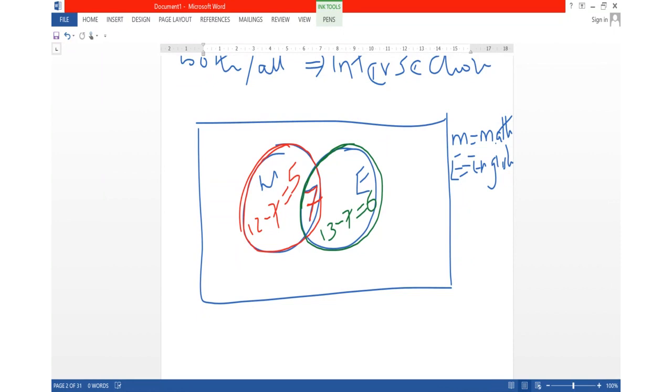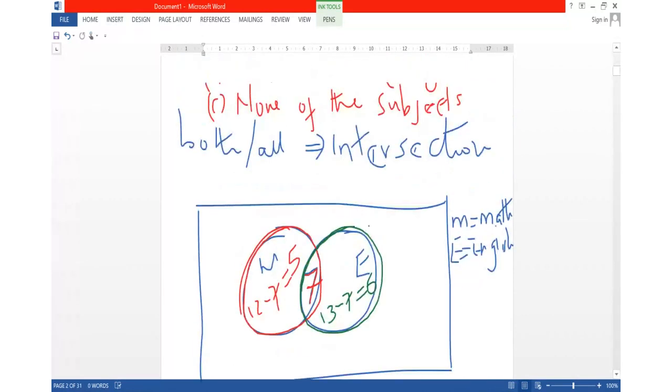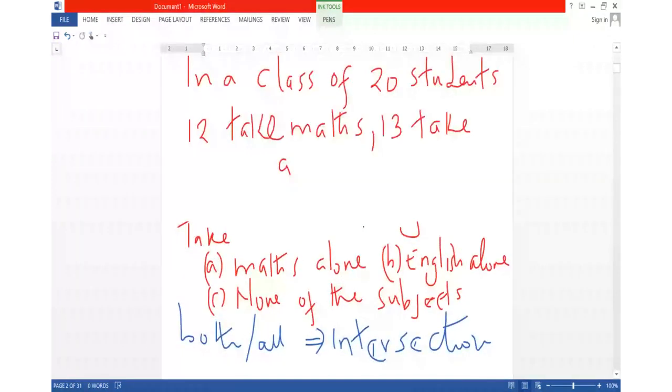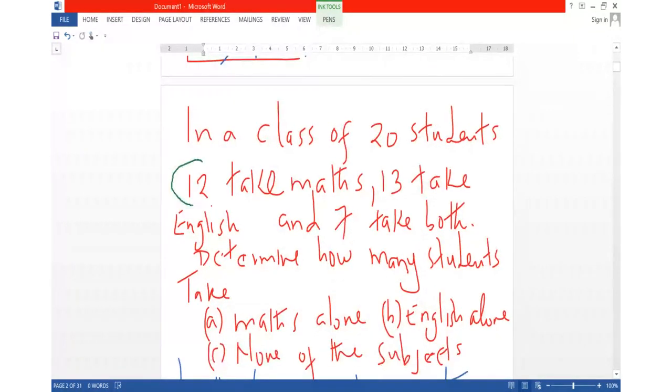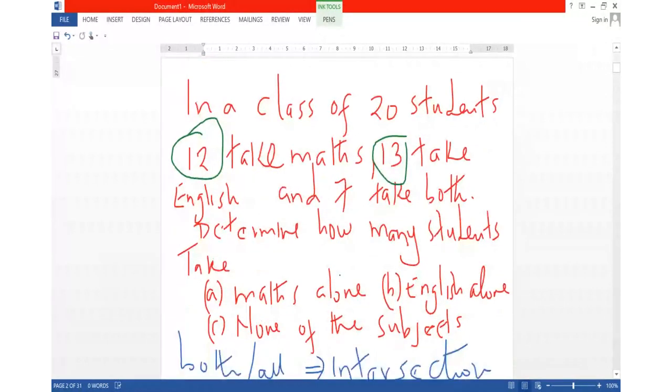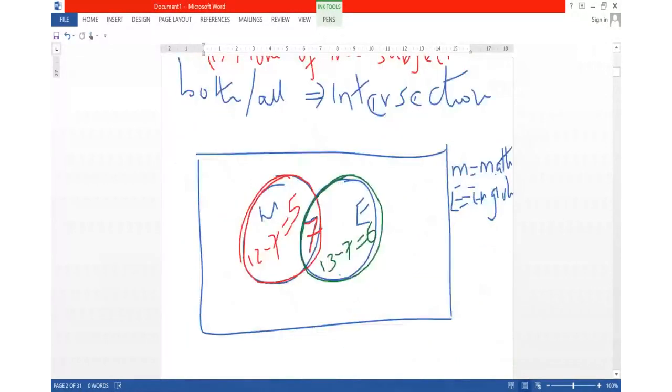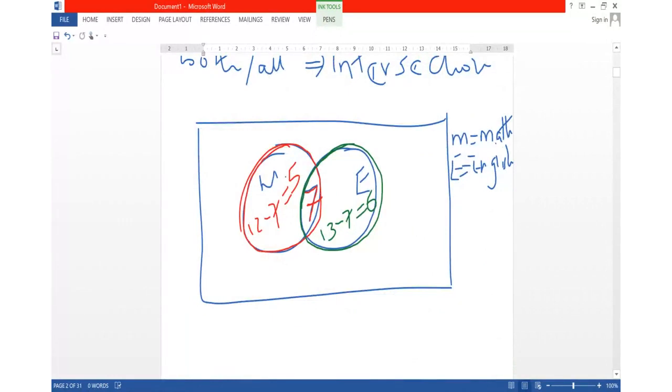So the question is okay because there are some students that we had counted twice. The 13 that we had said was including the ones that were doing both subjects. In the 12, we were also counting the 7 here. That's why I'm saying the question is mathematically correct. So we have 5 students who are doing maths alone, and 7 who are doing maths and English.